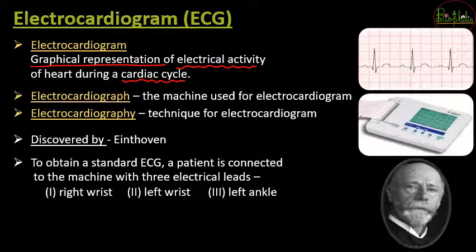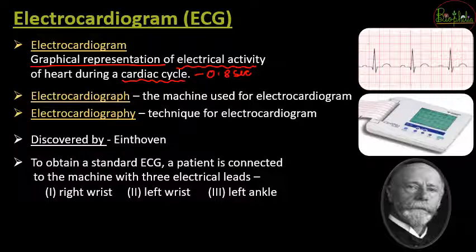So from the previous videos you know that the cardiac cycle is about 0.8 seconds. So that was a revision point. In these 0.8 seconds, whatever electrical activity happens because of the SA node and the AV node is going to be recorded in the form of a graphical representation. That is nothing but called an electrocardiogram. So now you know what ECG is.